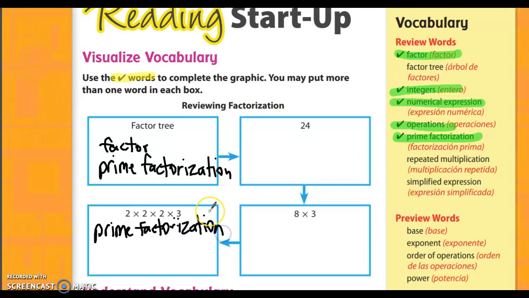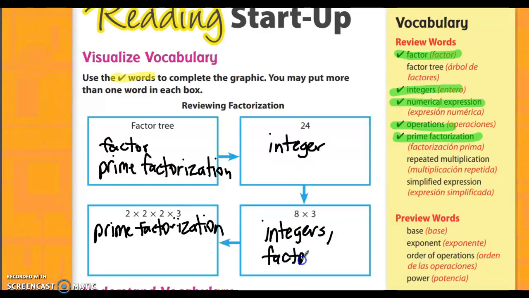What else? 24 is an integer. And 8 times 3, those are integers. You could also call those factors. But we're not going to call that prime factorization because 8's not a prime number. We could actually also call this a numerical expression. Now, I could put more things in here for this final one, but prime factorization is really what we're going for. So I'm going to leave that one right there.